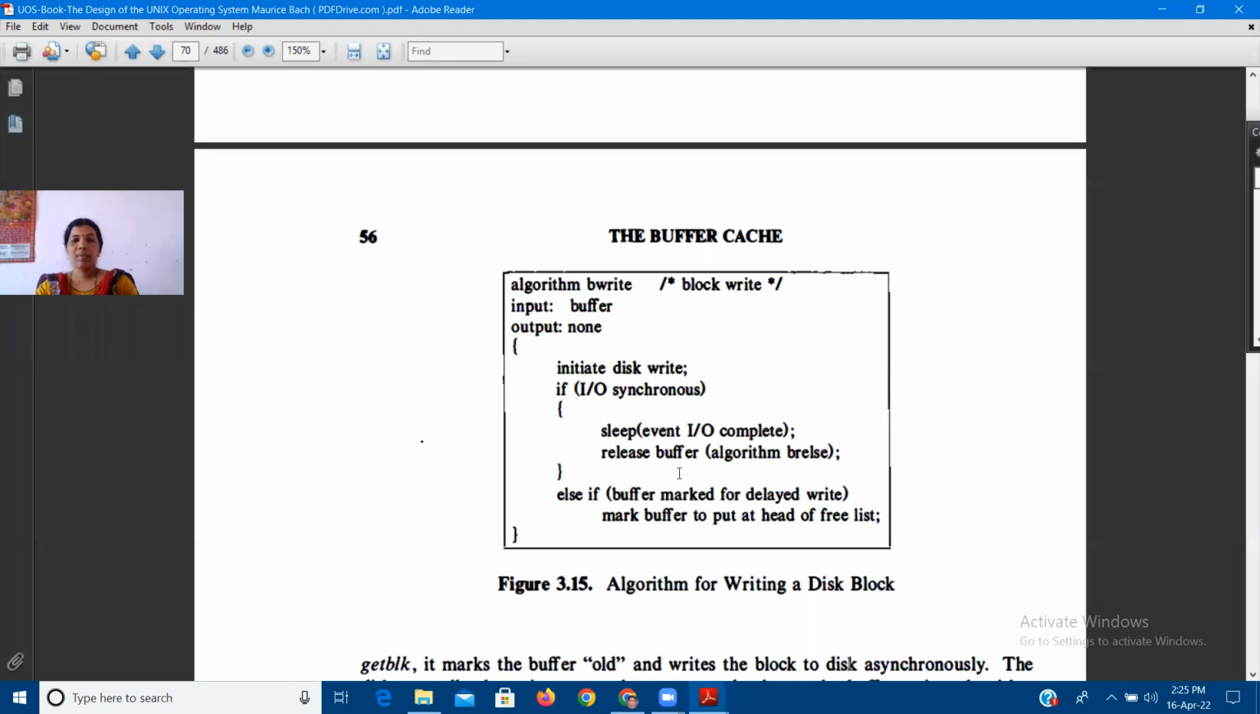So how that buffer will be released with the help of the brelease algorithm, which we just now discussed. Else, so else indicates that IO is not synchronous. In the sense, it will be asynchronous. If it is asynchronous, so asynchronous write is also called a delayed write.